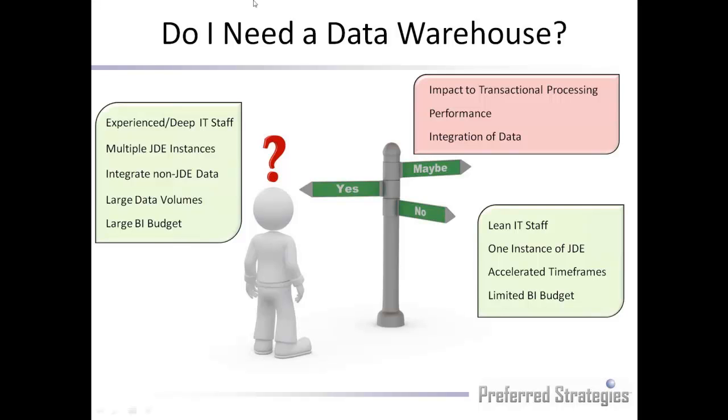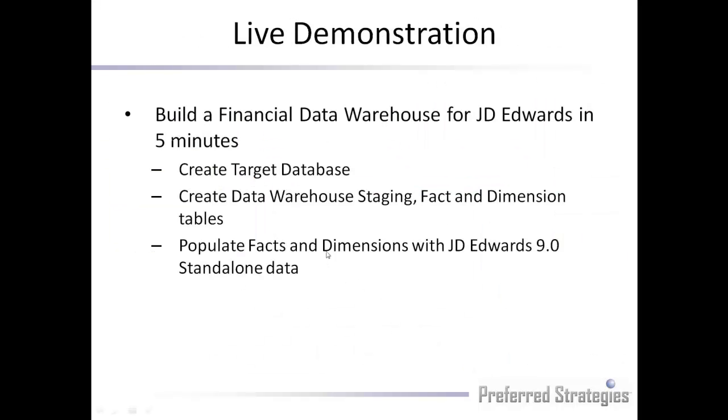Basically, we're going to build out a financial data warehouse in a few minutes and walk through the details. We'll populate the data pulling from our source system, which happens to be a JD Edwards 9 standalone, feeding all the fact and dimension tables. Then we'll pull up the semantic layer again to show it on top of the data warehouse data, come back to the final slides, and open up for questions.